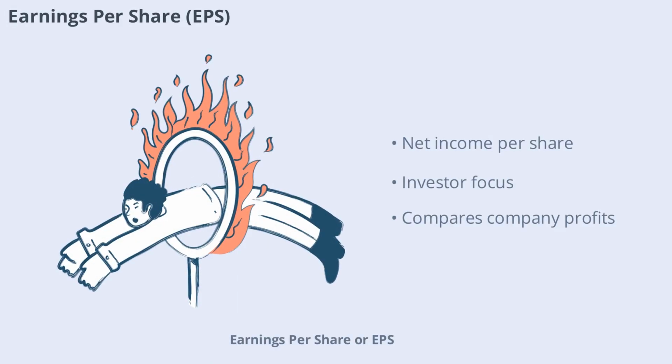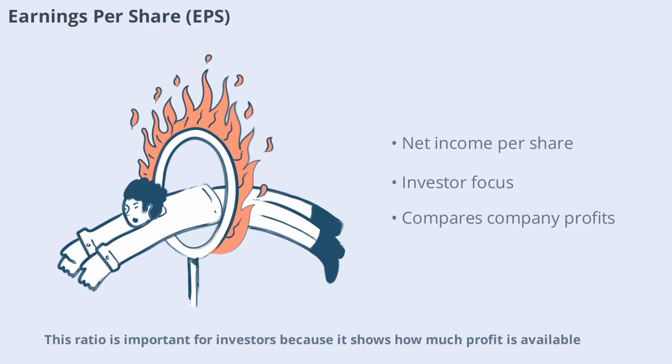Earnings per share, or EPS, is a profitability ratio that measures the portion of a company's profit allocated to each outstanding share of common stock. EPS is calculated by dividing net income minus preferred dividends by the average number of outstanding shares. This ratio is important for investors because it shows how much profit is available to each shareholder and is often used to compare the profitability of different companies.